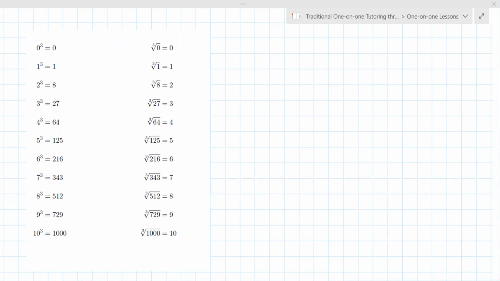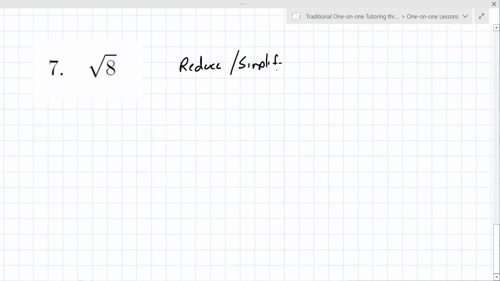But the reason I'm bringing that up is you're going to get some problems where at some point you're going to be asked to reduce a square root, something like this. In terms of what we're doing, it's just reduce or simplify. But in the question, there'll be something else around it. Do you know how to reduce this number right here, the square root of 8?